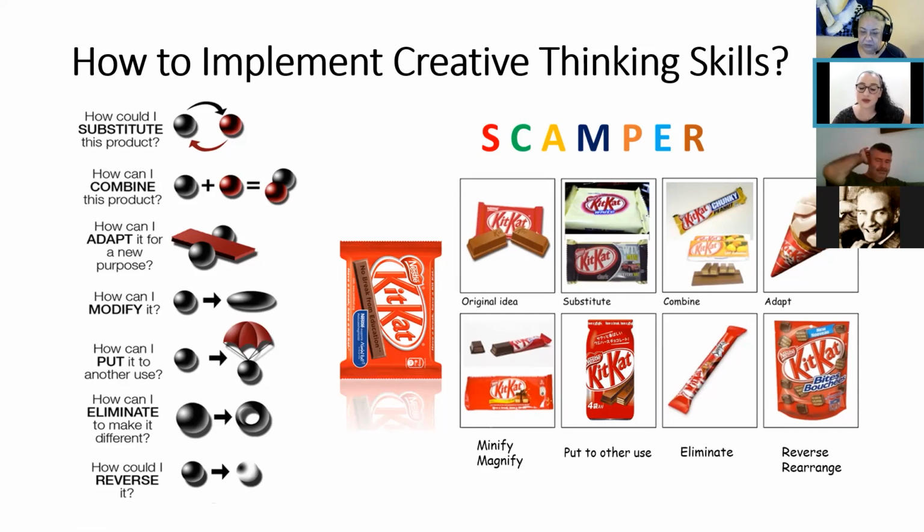You can put current products that were intended for a specific purpose to another use to solve problems. You can remove or simplify a process or idea or a product to improve it. And you can reverse the direction of the process. You can do things completely against its original purpose. You can use these questions while you are using this technique.